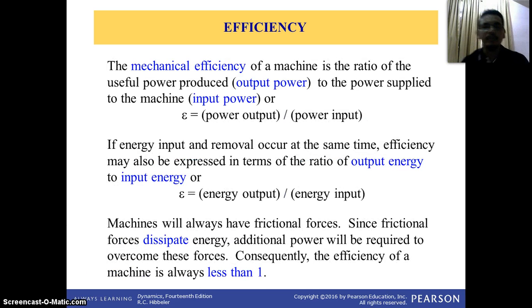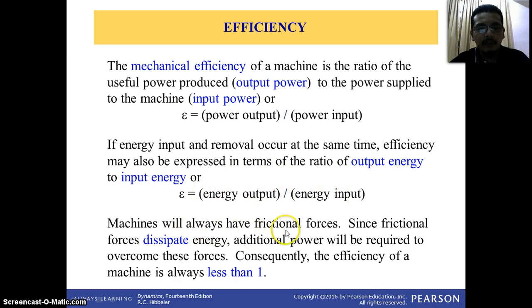So what is meant by efficiency? The mechanical efficiency of a machine is the ratio of the useful power produced, the output power, to the power supplied to the machine, the input power. So the mechanical efficiency is equal to power output divided by power input. If energy input and removal occur at the same time, efficiency may also be expressed as the ratio of output energy to input energy.